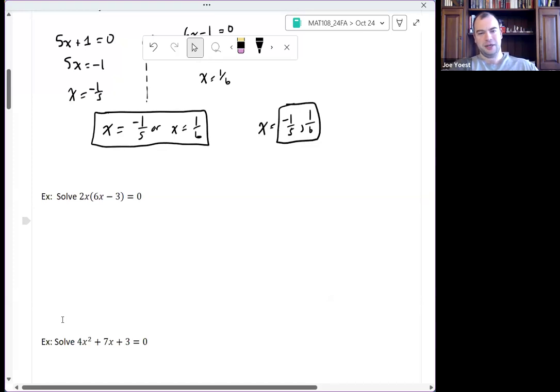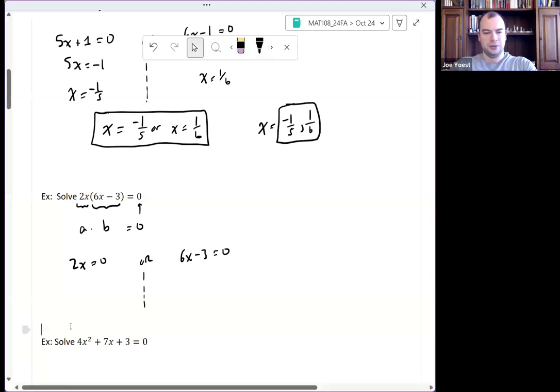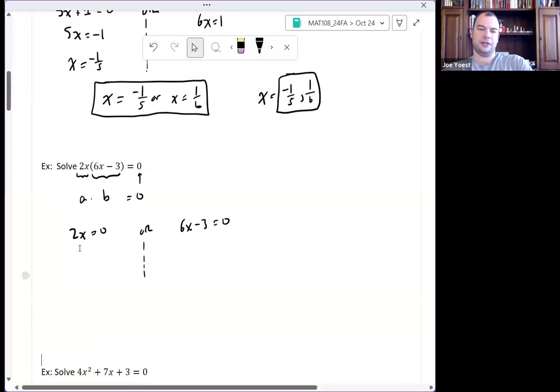If we look at an example like this, again, we see that we have the product of two things equals 0. So that means either 2x equals 0 or 6x minus 3 equals 0. So again, I end up with two different linear equations in one variable.